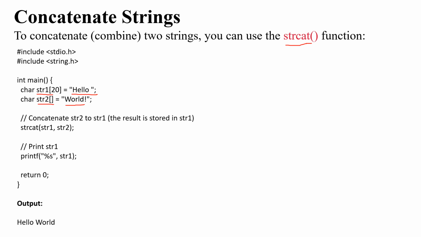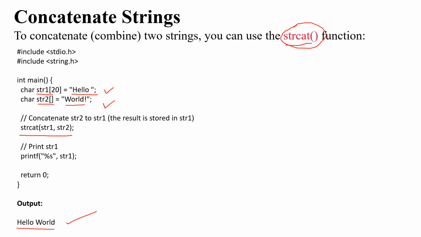Now we are going to merge these two strings using the strcat function, that is the string concatenation function. How to concatenate? The syntax is strcat within the parentheses, str1 comma str2. What is str1? It is the first string, comma, second string. Both are concatenated or joined together so that the output will be hello world.